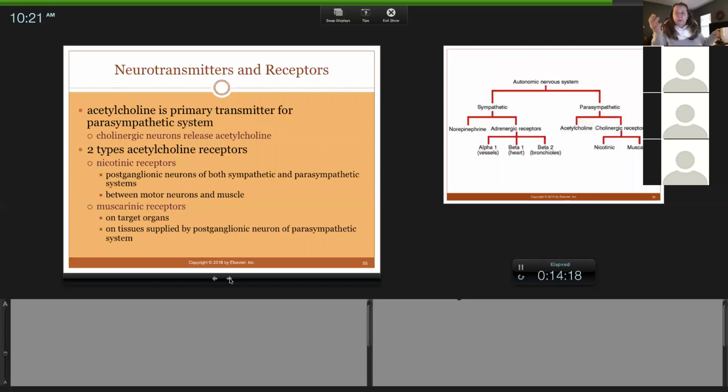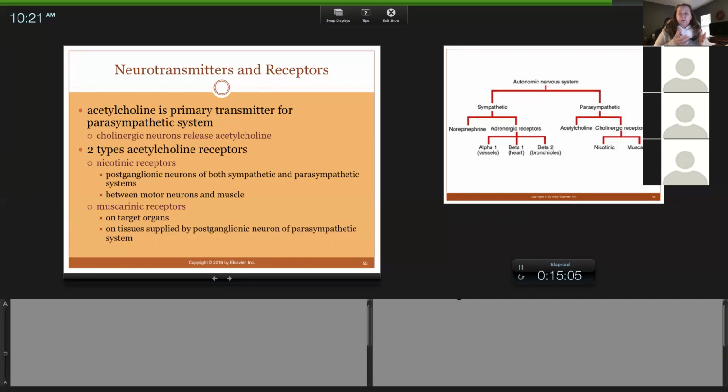Now, I talked about the primary neurotransmitters of the sympathetic nervous system, but now we get into the parasympathetic system, and acetylcholine is the primary transmitter for the parasympathetic. Cholinergic neurons release acetylcholine. Do you see cholinergic? Acetylcholine. So acetylcholine is released from a cholinergic neuron. Now, there are two types of receptors that work with cholinergic neurons and acetylcholine. There's nicotinic and muscarinic. So nicotinic receptors are found in two places.